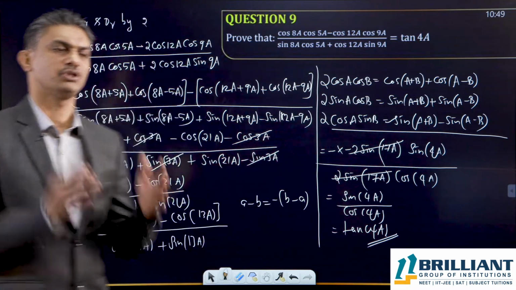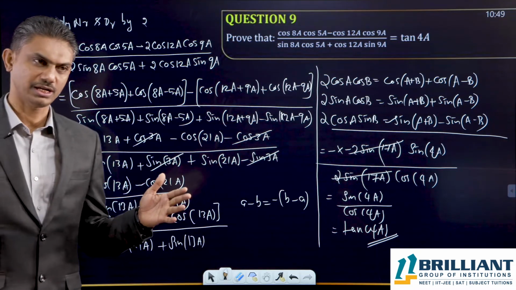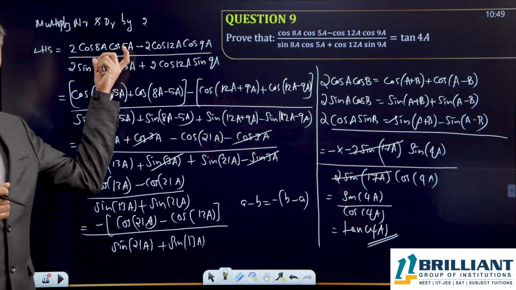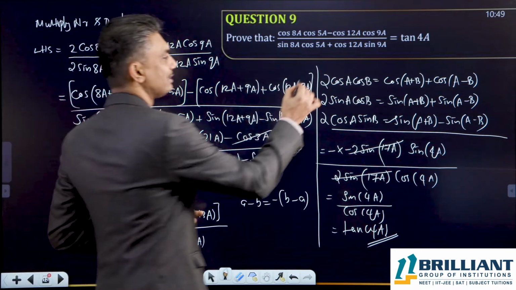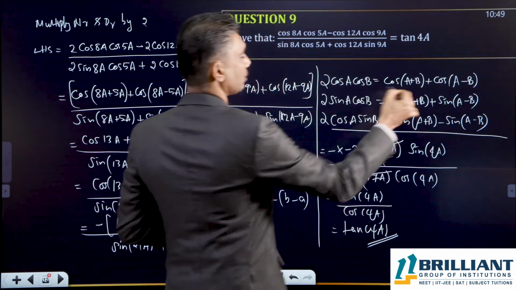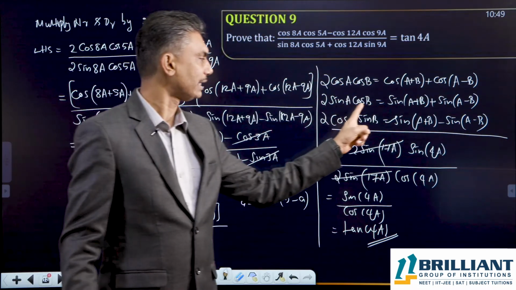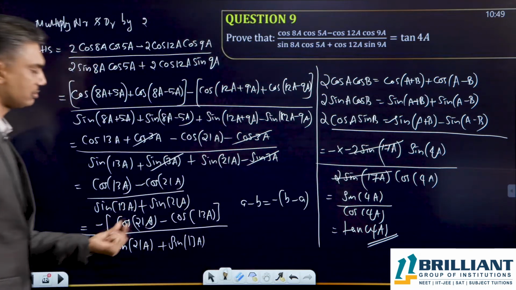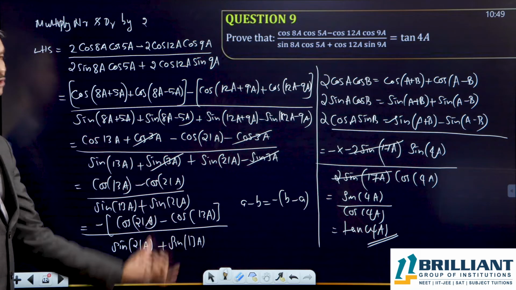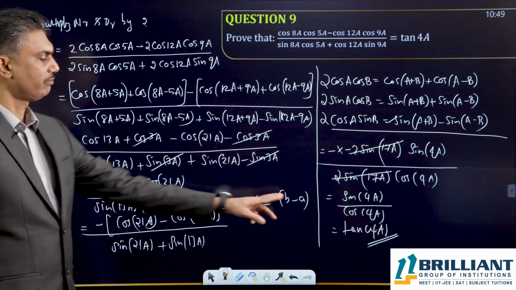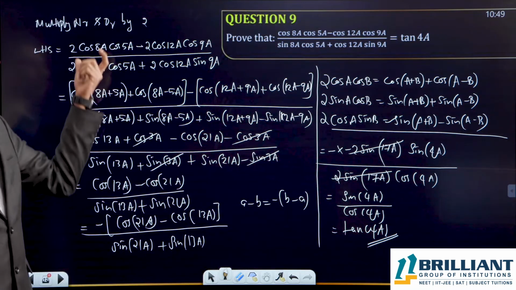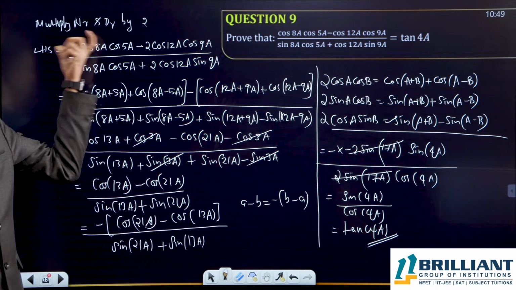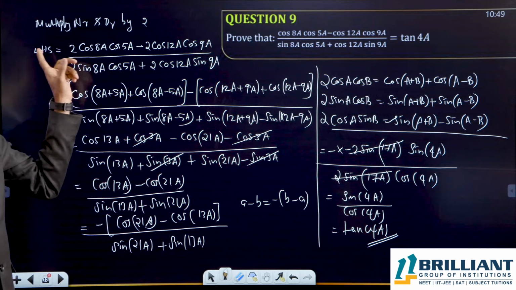So, it's an extra question, not from the reader. It's an additional question. So, I made use of three sets of formulas here. One is this one. There is one more: 2 cos A cos B, 2 sin A cos B, 2 cos A sin B, and then cos C plus cos D. So, a combination of these two sets of formulas will give you tan 4A. If you have any doubt, multiply the numerator and denominator by 2. The value will not change.